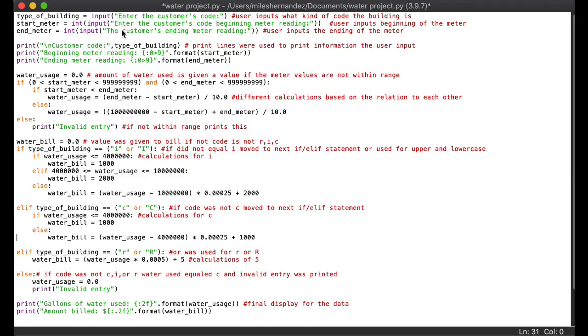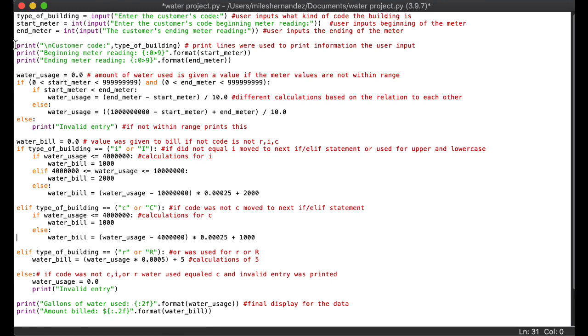In these first three lines of code, we had the user input the required info for the code to run. In the first line, we had the user input the code of the building, so whether it's a residential, industrial, or a commercial building. And in the two lines that follow that, we have the user input the beginning meter and the end meter. We added an integer so that it would be able to recognize that it was a number.